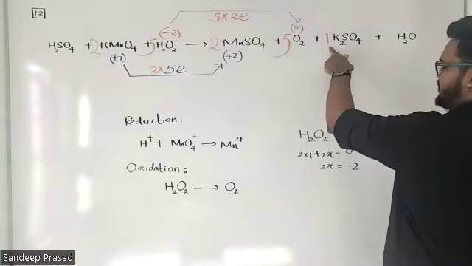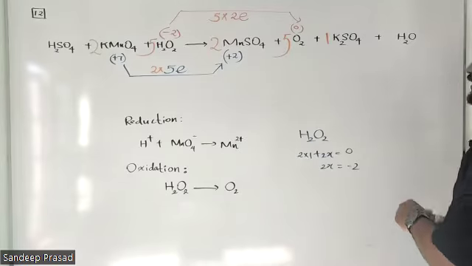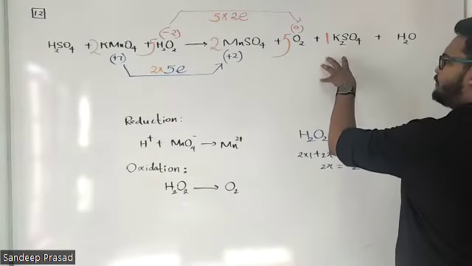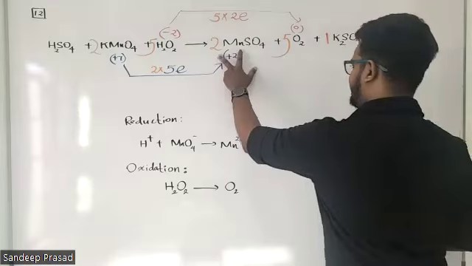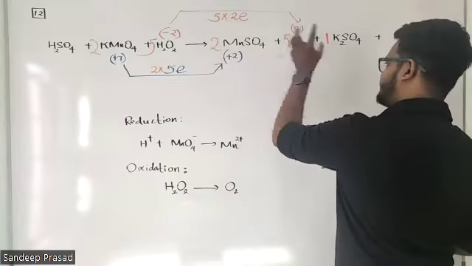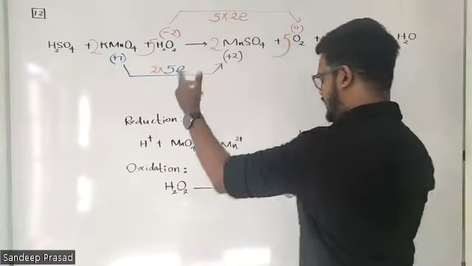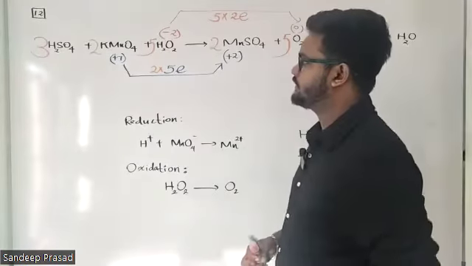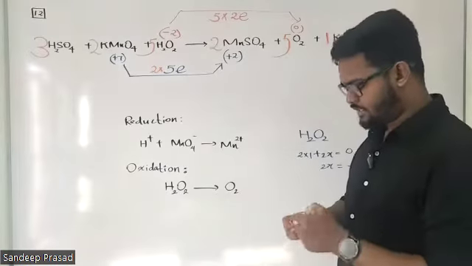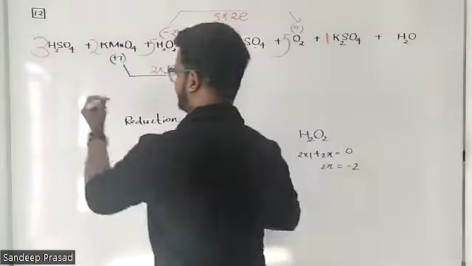Then you can put here coefficient number 1. Now you can count the number of sulfur atoms on the right-hand side. Here we have 1 and here we have another 2 sulfur atoms. Altogether there are 3 sulfur atoms. Then we can put 3 here for sulfuric acid. Understood? Right? Then count the number of hydrogens.